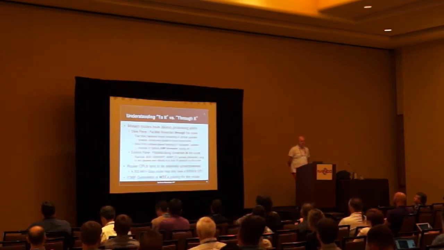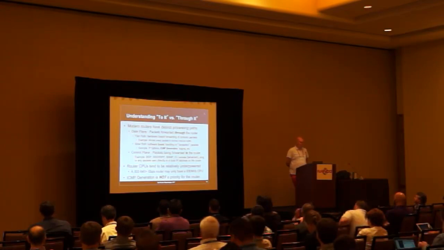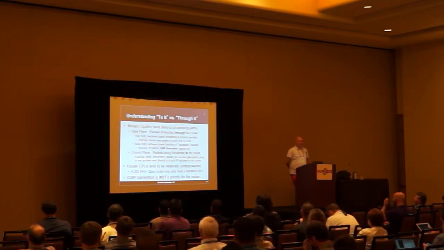To understand this, you have to understand what's called "to it" versus "through it." Most routers have a distinct processing path. The data plane is what you call packets forwarding through the routers. And inside the data plane, there are actually two paths. There's the fast path, which is what the vast majority of your regular, ordinary, everyday internet traffic goes through. That's just forwarding through an ASIC that is very good at doing hundreds of millions of packets per second. And then there's the slow path, and that handles anything that is an exception.